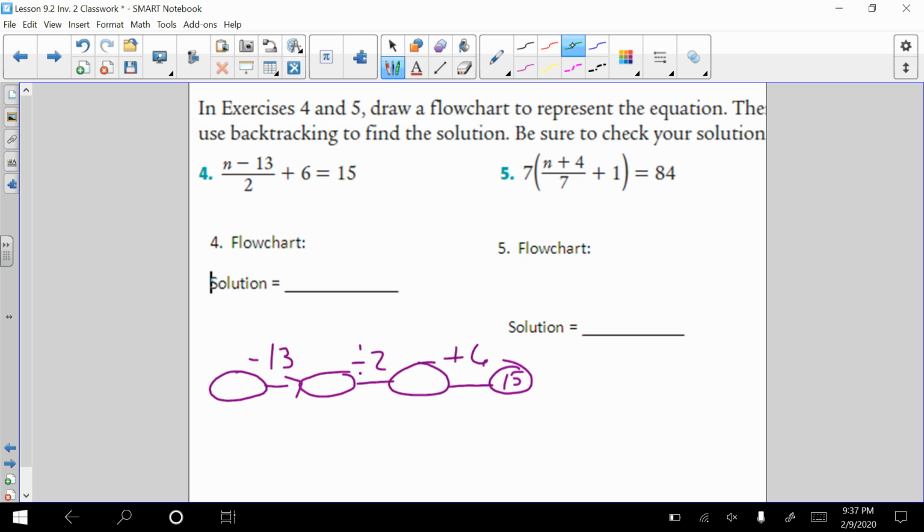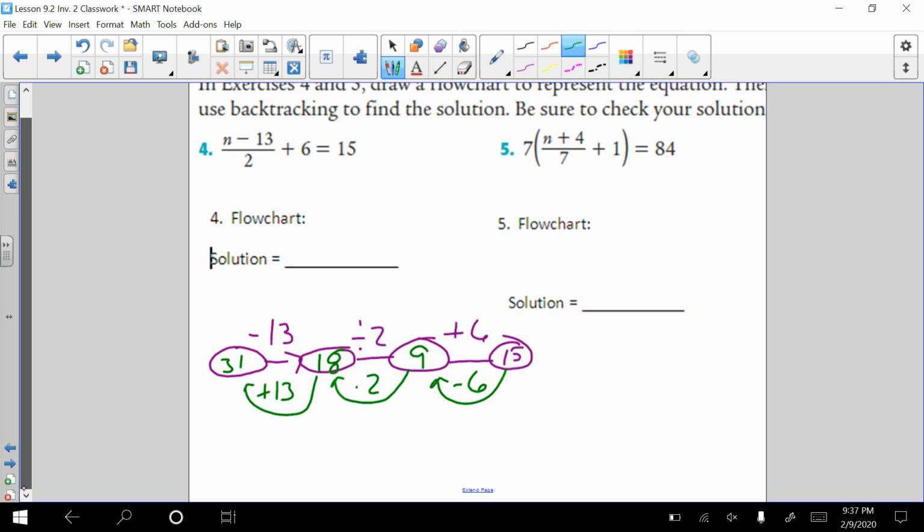Now I want to backtrack it. The opposite of +6 is -6, which gets me to 9. The opposite of divide by 2 is times 2, which gets me to 18. And the opposite of -13 is +13, which gets me to 31. Now I want to be sure to check this.